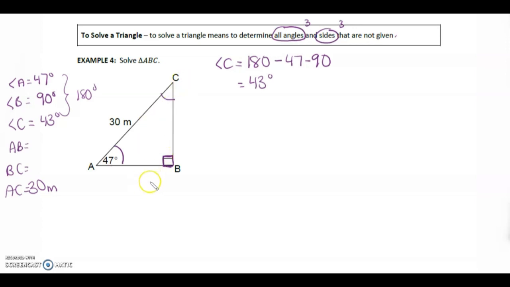Okay. Now let's solve for side AB. So this is going to be side AB. Let's use angle 47, since that's the angle that they give us. Okay. So we're going to use SOHCAHTOA.